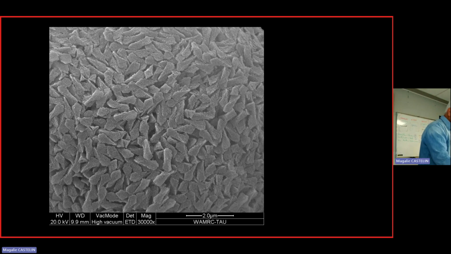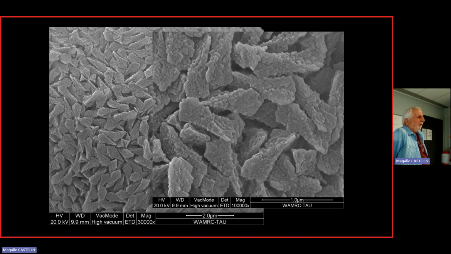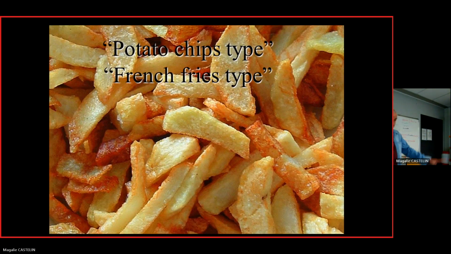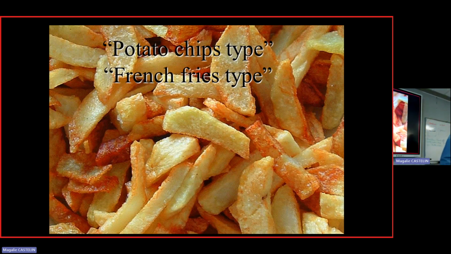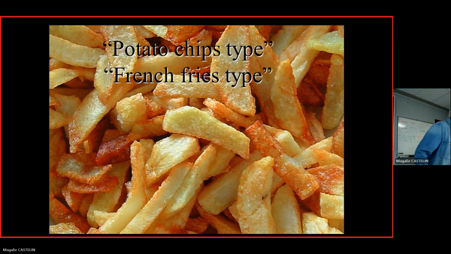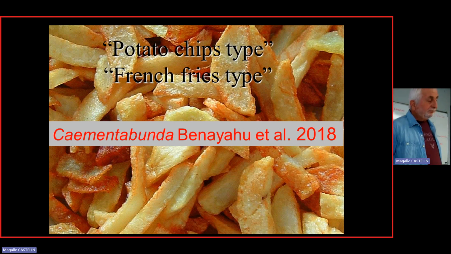Okay, 30,000, 100,000. Nobody ever before used such high magnification for these stupid sclerites. When I give this presentation in the US, it's potato chips type. When I give a presentation here, French fries type. Agree with me? You have no other choice. A good genus came out of it, Cematobunda, chips of cement.